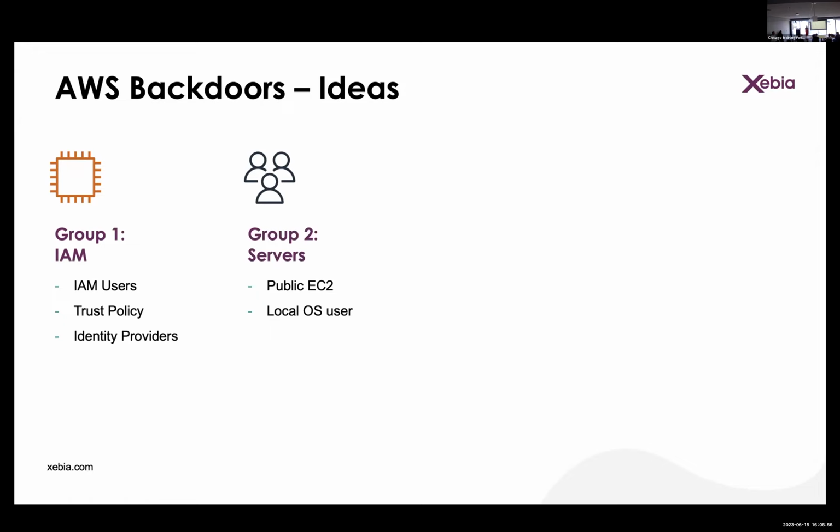I can create a new EC2 server next to your EC2 servers because you have a lot of machines and you will not know that there is one more with a similar name. And with public access, I can just SSH into it. And with a role attached to it, I can talk to your AWS account.